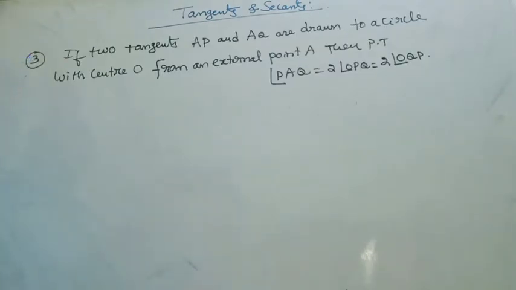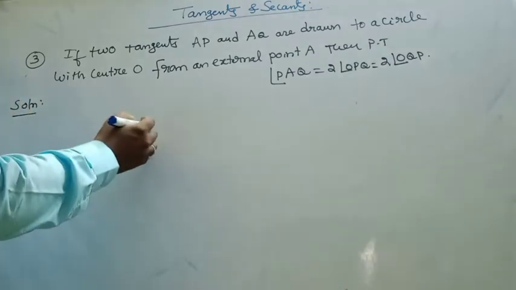Now see another beautiful problem, my dear students. If two tangents AP and AQ are drawn to a circle with center O from an external point A, then prove that angle PAQ equals 2 times angle OPQ, that equals 2 times angle OQP. This can be understood very easily only when we draw the diagram. Without a diagram, we cannot understand this theory properly.